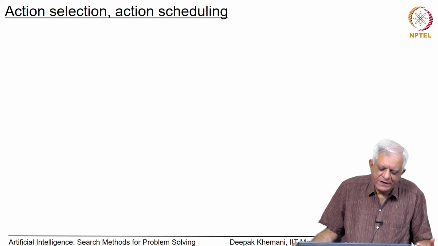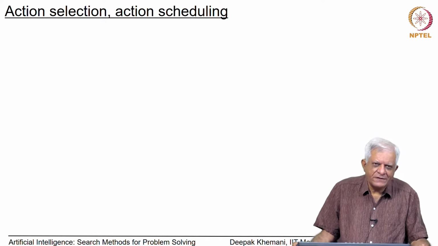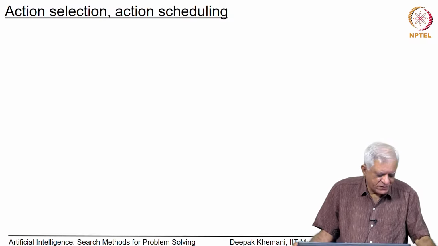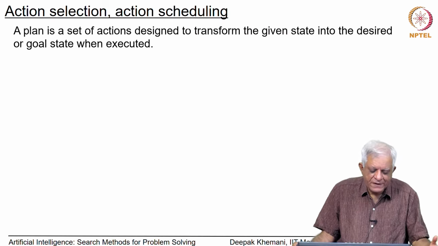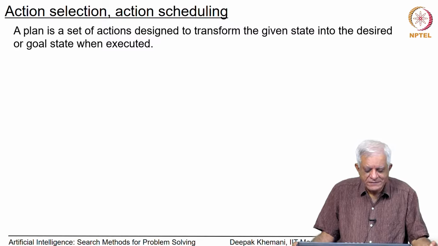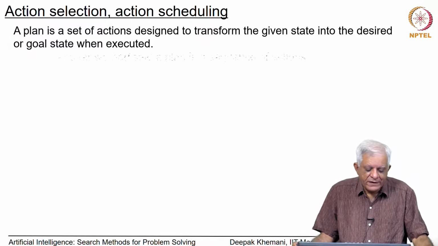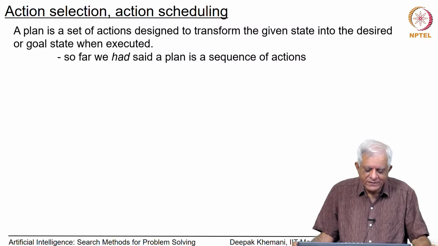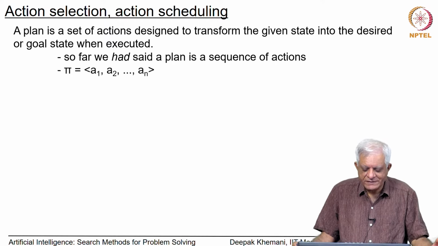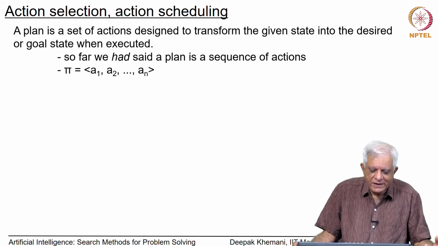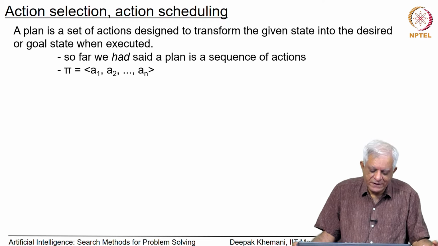So, we have been talking about planning in general, and we have been talking about action selection and action scheduling. So, just to do a very quick recap, a plan is a set of actions designed to transform the given state into the desired or the goal state when it is executed. When we started looking at planning, we had said that a plan is a sequence of actions, that you have to do action A1 first, then you have to do action A2, and then so on up to AN essentially.